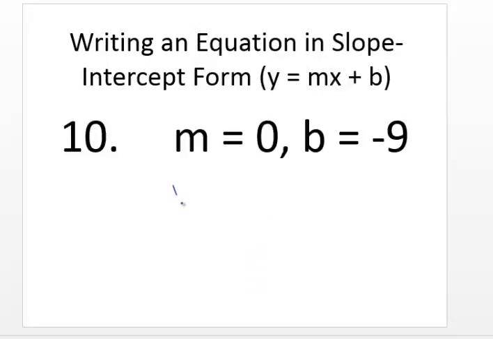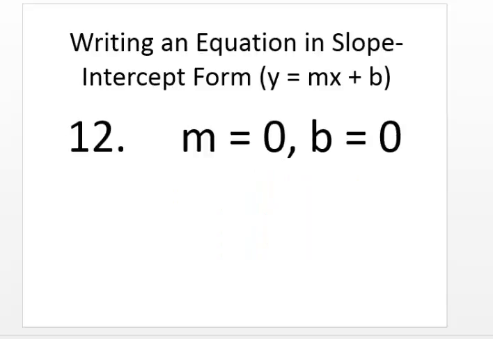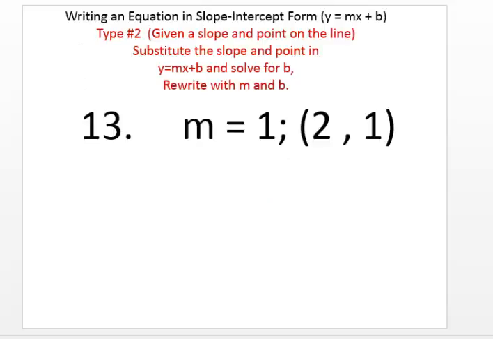For this next one, y equals mx plus b. If I plug 0 in for m, I no longer have an x. So really all I need to do is write down my negative 9. So y equals negative 9 is that solution. And then this last one I'll do would just be simply y equals 0 because I'm plugging in 0 for x and for b.